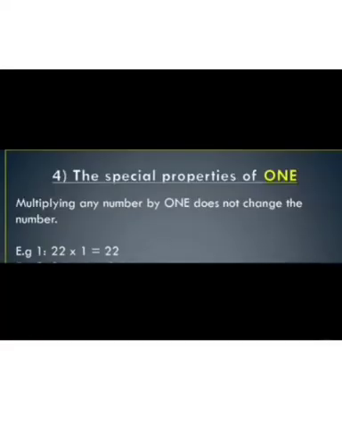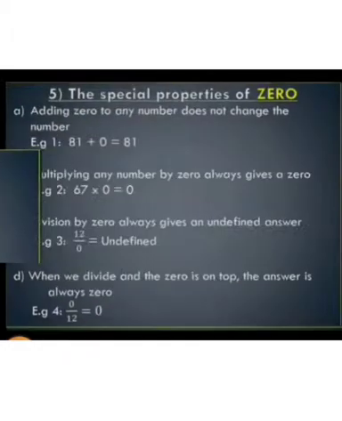The fourth property is the special property of 1. When we multiply any number by 1, it does not change the number. For example, if we multiply 22 by 1, we get 22. Thus, 1 is called the multiplicative identity of the whole numbers.